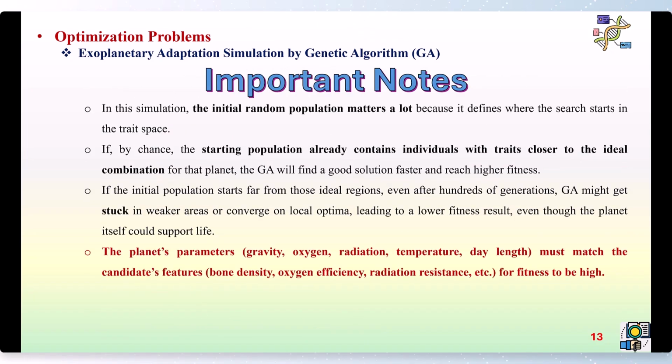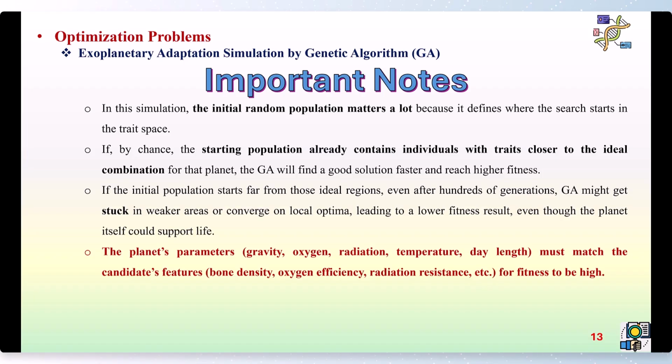So there are important notes about this simulation, about the whole experiment, and about the explained good and bad cases. In this simulation, the initial random population matters a lot because it defines where the search starts in the trait space or in the feature space. If by chance the starting population already contains individuals with traits closer to the ideal combination for that planet, the GA will find a good solution faster and reach higher fitness. If the initial population starts far from those ideal regions, even after hundreds of generations, the GA might get stuck in weaker areas or converge on local optima, leading to lower fitness results, even though the planet itself could support life.